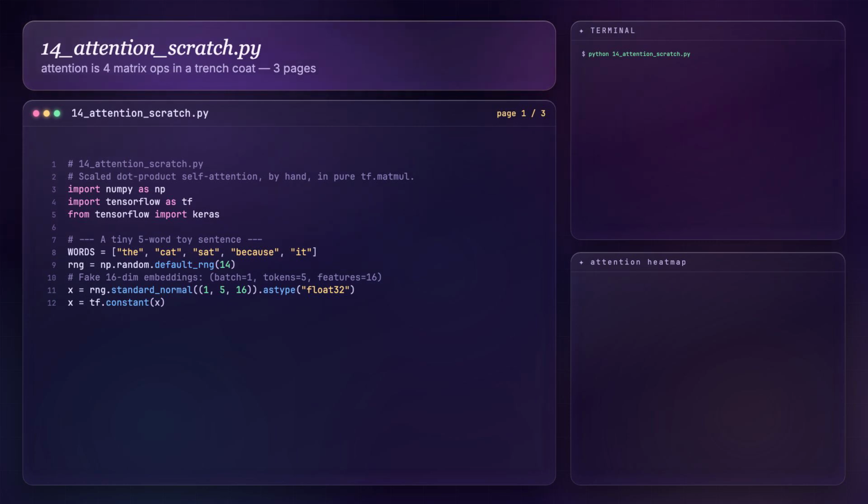It's about 50 lines across 3 short pages, and it's shorter than you'd think because attention really is just 4 matrix operations in a trench coat. We'll set up a tiny 5-word toy sentence, build a self-attention layer as a Keras layer subclass, run it once and print the attention matrix so we can read it with our own eyes.